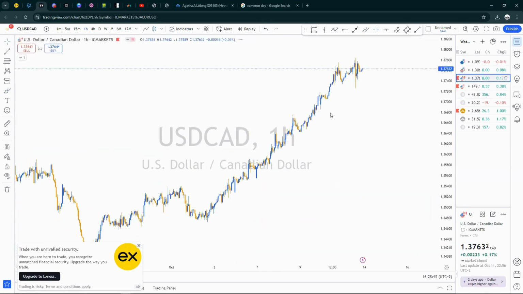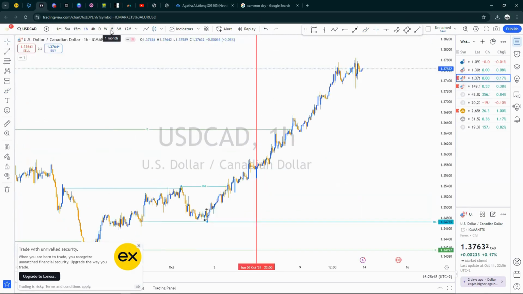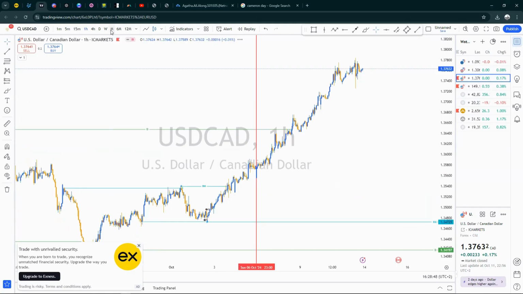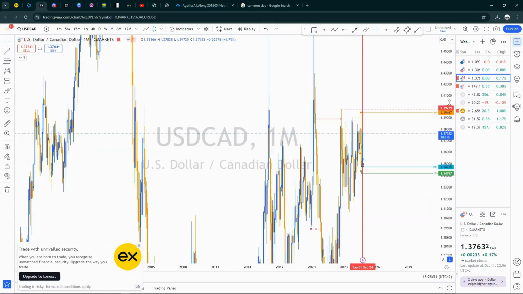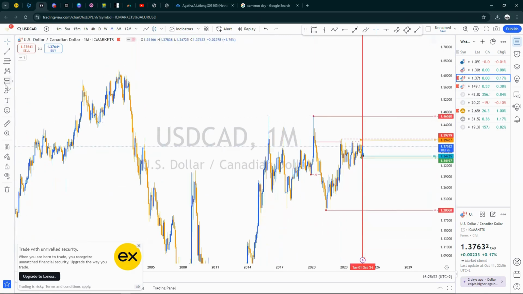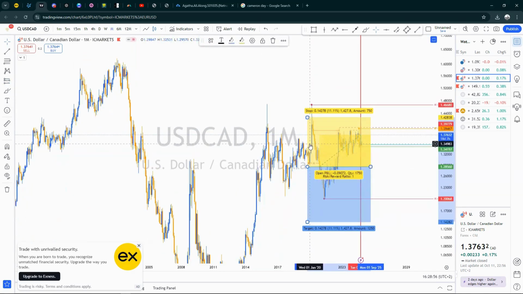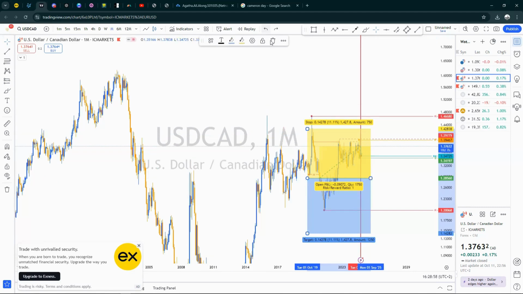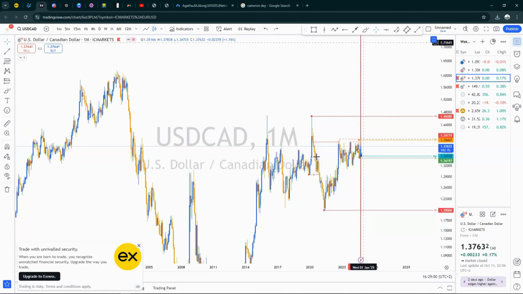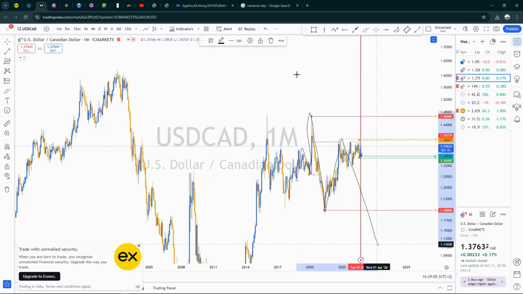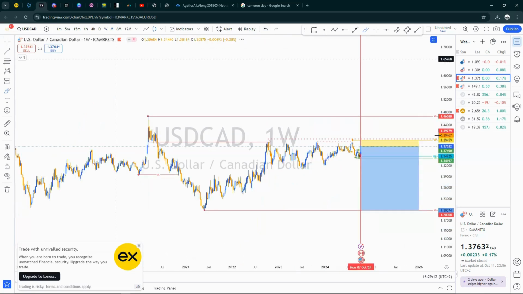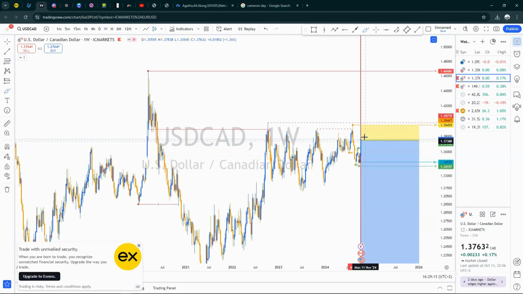Based on USD CAD, what are we expecting the price to do? We have a monthly high, a low. So currently we want to be selling. I think we do have a sell setup here. Also, we do have a sell setup here.